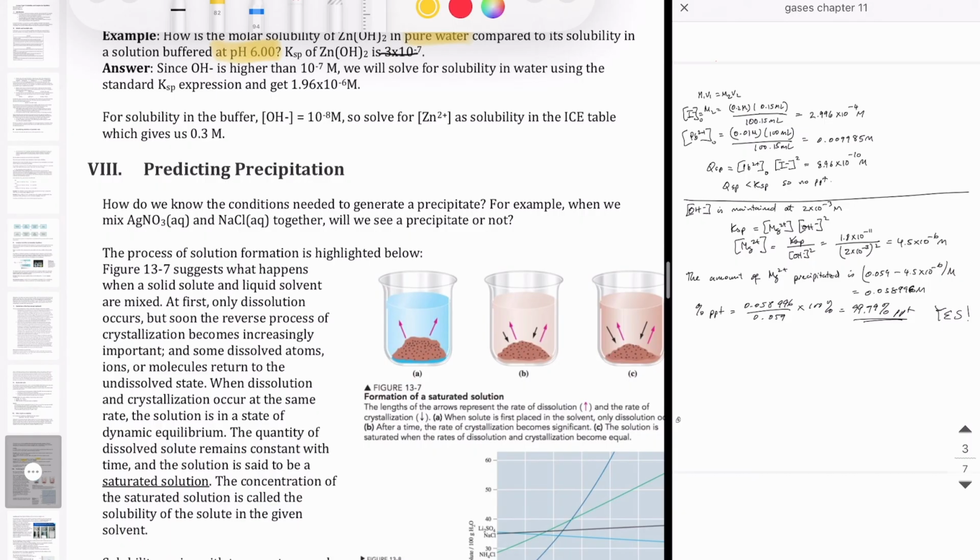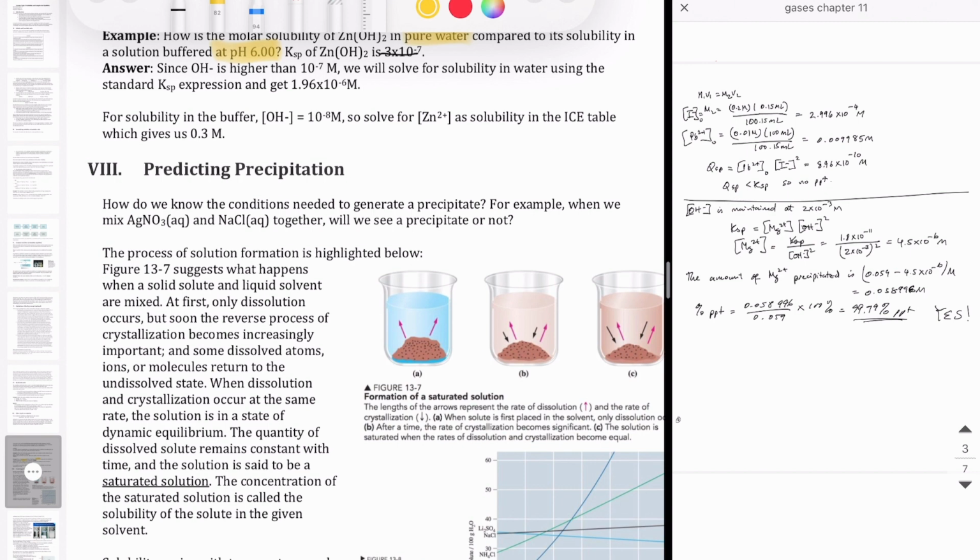So now that we know how pH influences solubility, we're going to take a look at the process of solubility equilibrium from the other side, which is looking at when we're mixing two solutions that contain ions that could form a precipitate. The question is, will a precipitate actually form, or will it not?